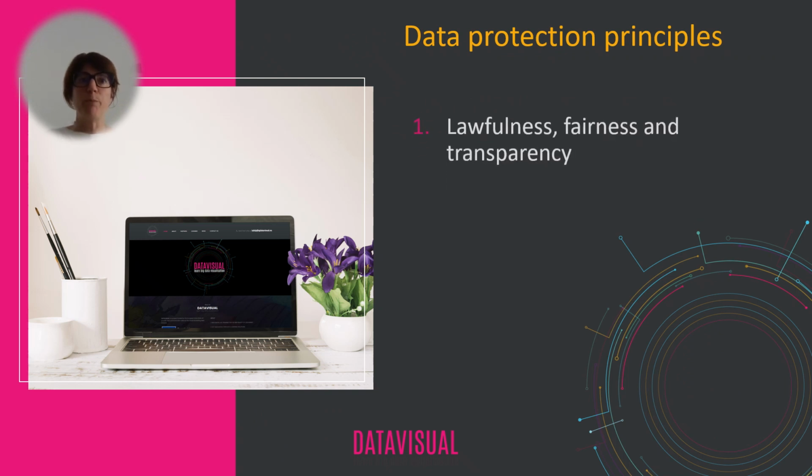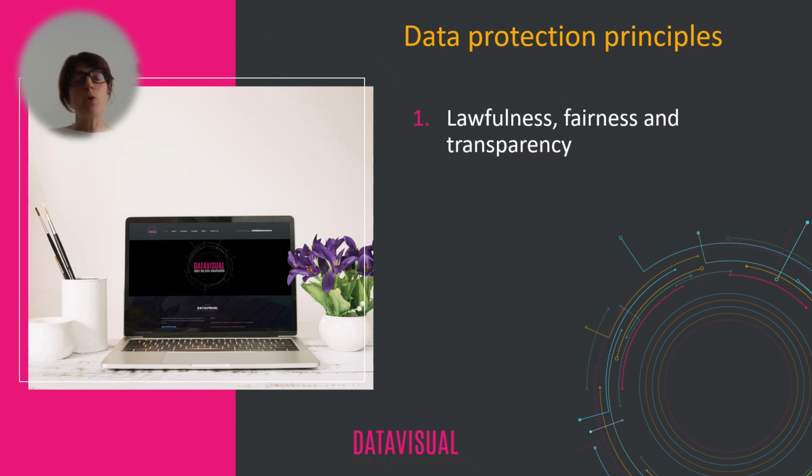Data protection principles. If you process data, you have to do so according to 7 protection and accountability principles. The first one is lawfulness, fairness, and transparency. Processing of data must be lawful, fair, and transparent to the data subject. Purpose limitation. You must process data for the legitimate purposes specified explicitly to the data subject when you collect it.